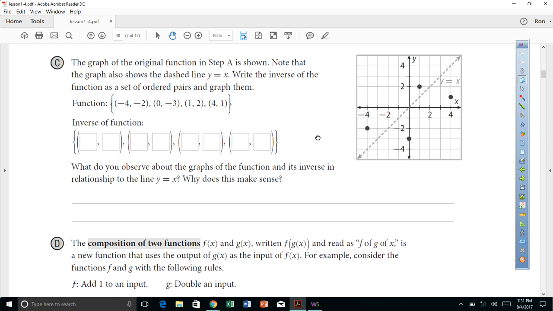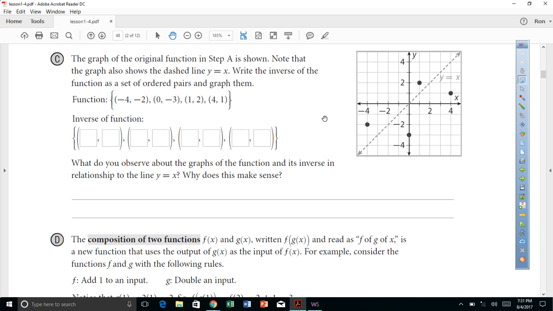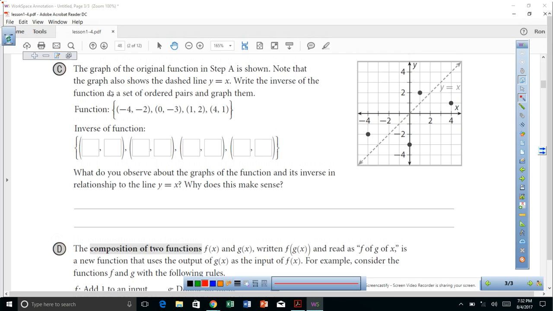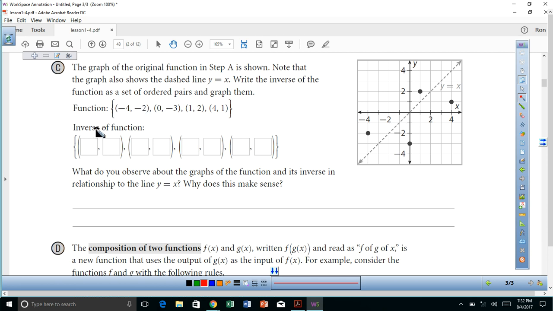C, the graph of the original function in step A is shown. Note that the graph also shows the dashed line y equals x. Write the inverse of the function as a set of ordered pairs and graph them. Function -4, -2, that's right here. It's already graphed. 0, -3 is right there. 1, 2 is right here. And 4, 1 is right there. So the inverse of the function, so -4, -2 becomes -2, -4. So let's find -2, -4, it's right there.